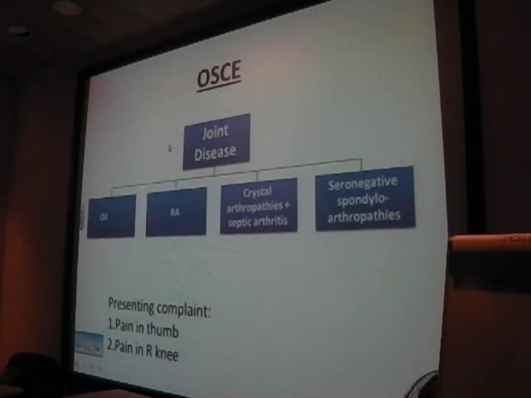So how do you need to think about it in the OSCE? So you have someone come in and they have joint disease. So then these are your options. So it's either going to be osteo, rheumatoid, crystal arthropathies or septic arthritis, which have a similar presentation, or it'll be one of the more complicated seronegative things. Okay, so let's go through a presentation. So someone comes in and they've got a pain in their thumb. Tell me some questions that you're going to ask them to try and differentiate between these things.